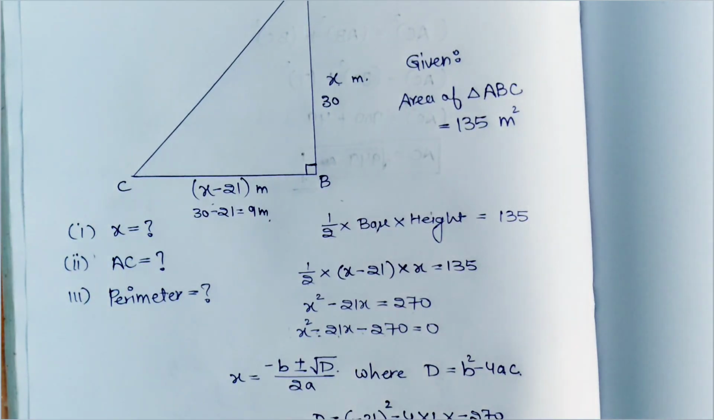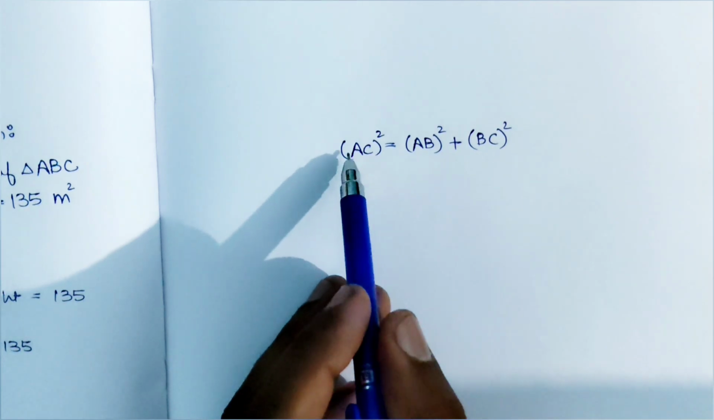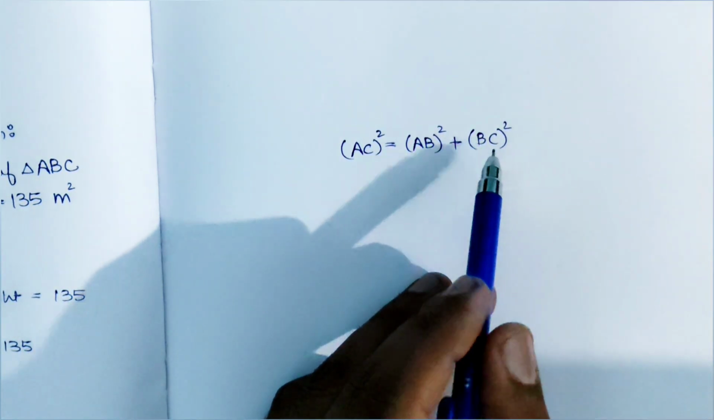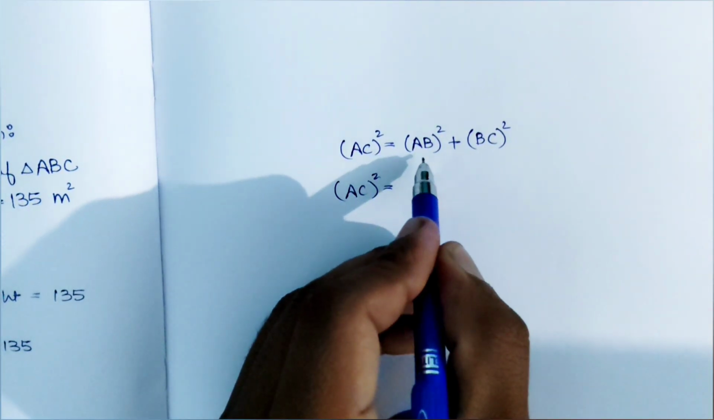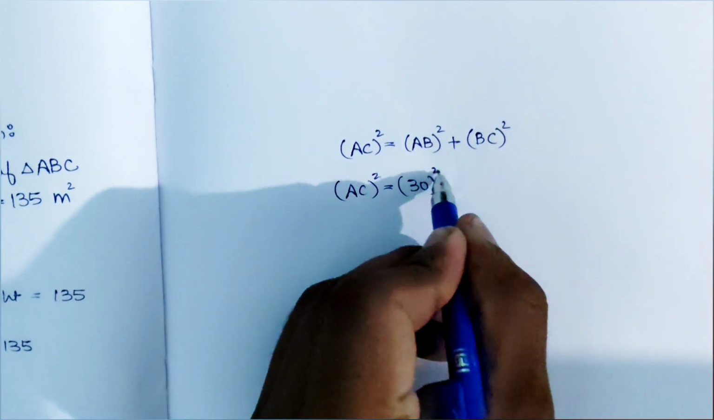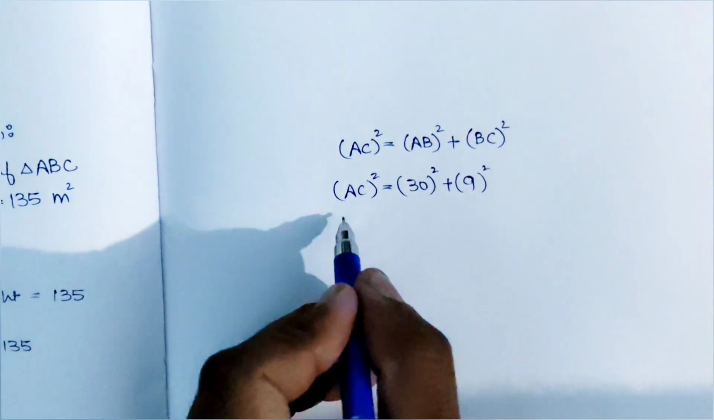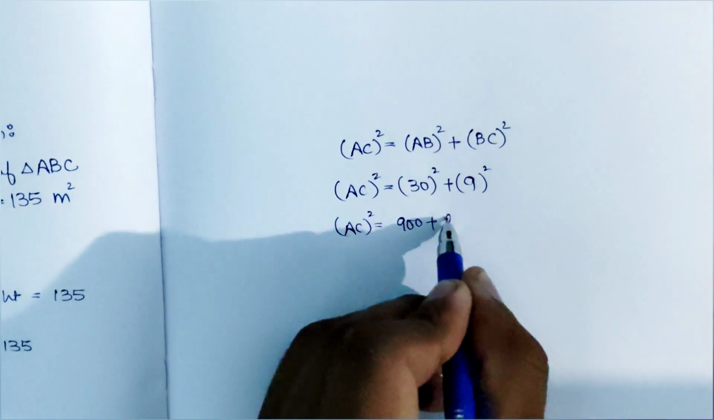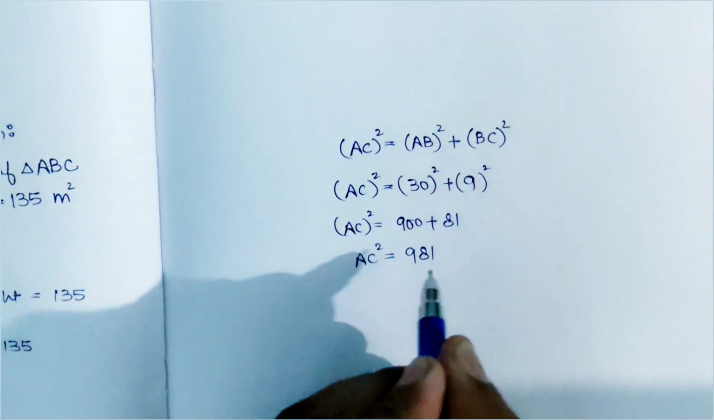Coming to the next page. I just told you in this right angle triangle you will write AC square is equal to AB square plus BC square. So AC square equals AB. What was AB? AB was 30. So this is 30 square. What was BC? It was 9. So 9 square. So AC square equals 900 plus 81. So AC square is equal to 981.